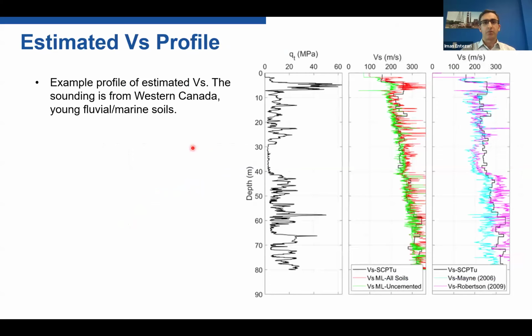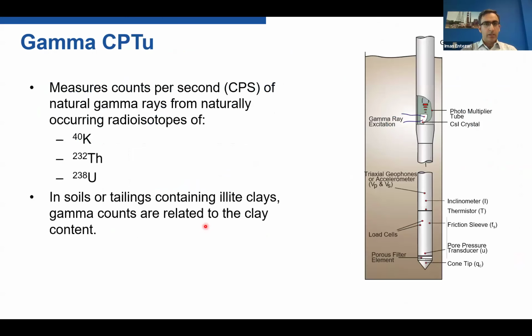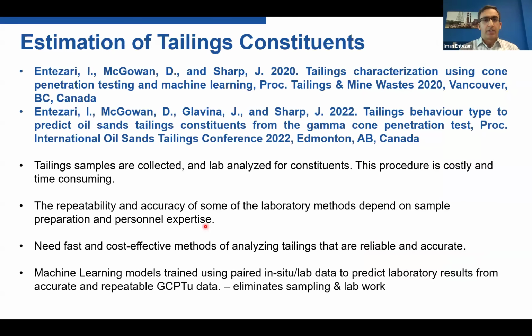Okay, and this is just a profile showing how the actual measurements compare to the machine learning models, and then again to those two widely used correlations out there. So the last example is estimation of tailings constituents. We have published a couple of papers on this topic. This is specific to oil sands in Fort McMurray.